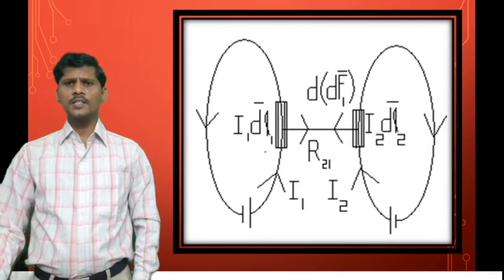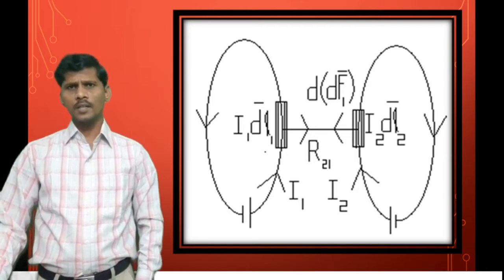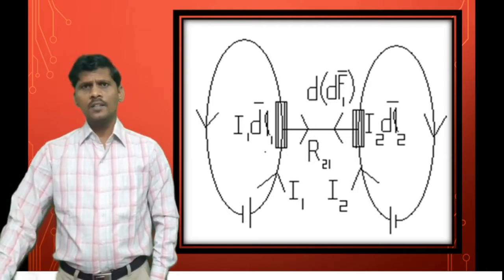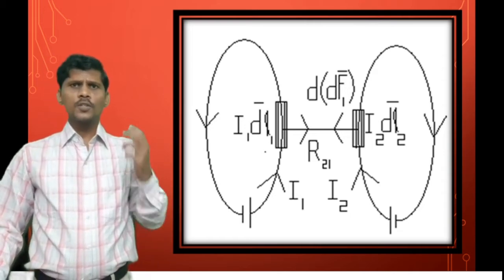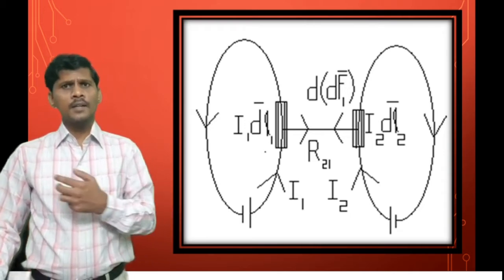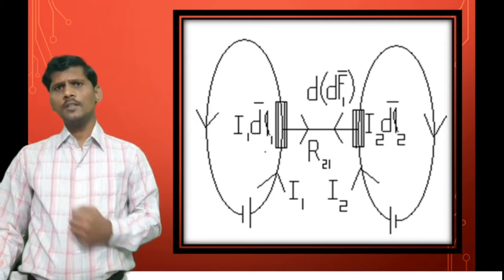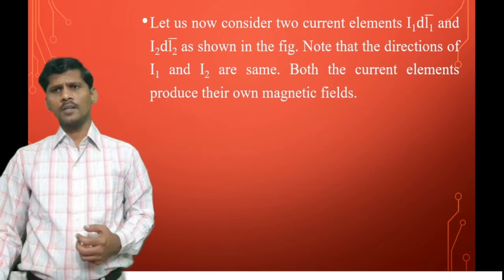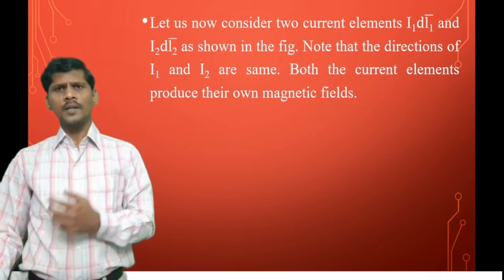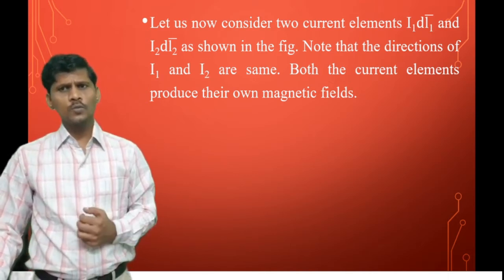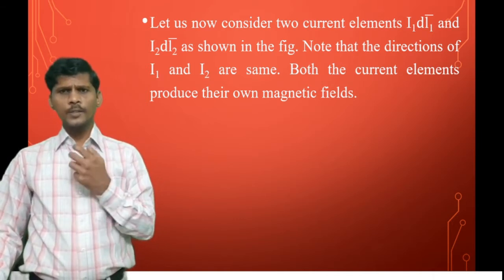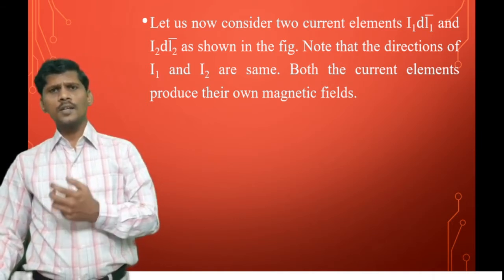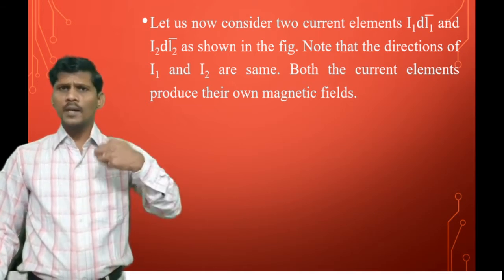Now let us consider two differential current elements. I dl is the differential current element. I1 dl1 bar is the first differential current element and I2 dl2 bar is the second differential current element, as shown in the figure. Note that the directions of currents I1 and I2 are the same. Both the current elements produce their own magnetic fields.